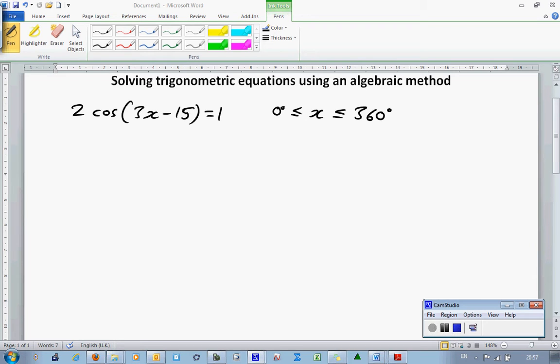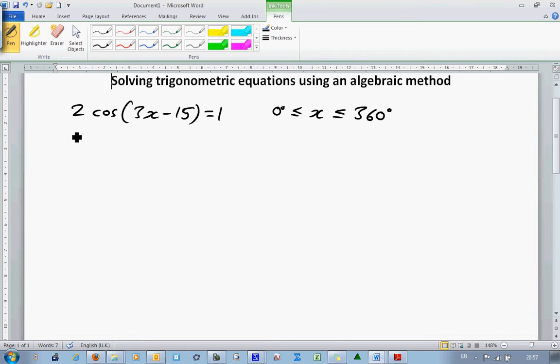In this third example of solving equations using an algebraic method, we have 2 cosine 3x minus 15 equals 1, and we have a domain in degrees from 0 to 360. Let's divide both sides by 2, which seems to be the case every time, but it's not, it just happens that way in these examples. We have cosine of 3x minus 15 equals a half.